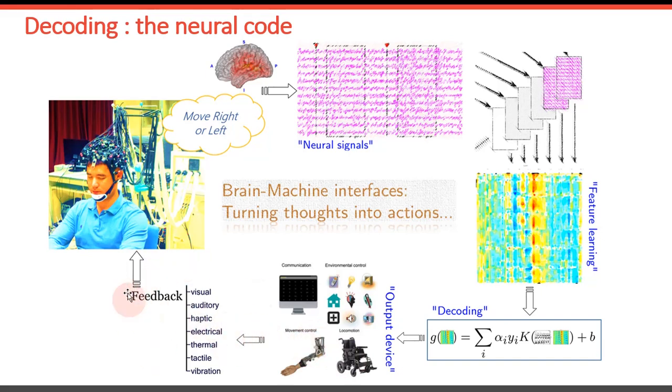And feedback is an important part of the entire flowchart. The user needs to see whether his intended mental state has been accurately decoded by the classifier. We can have different feedback: visual, auditory, haptic, electrical, thermal, tactile, or vibration.